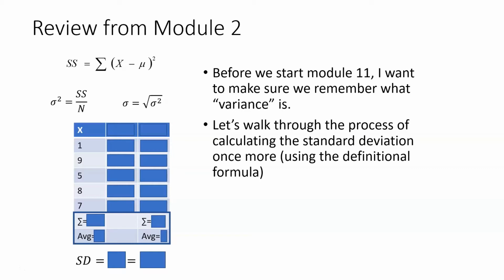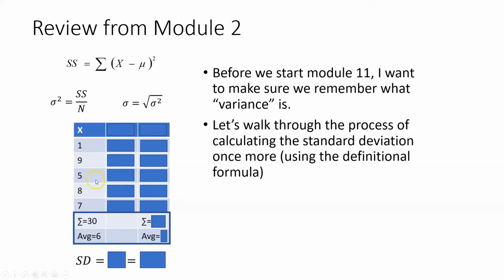So let's walk through the process again of calculating the standard deviation using the definitional formula. You see here the definitional formula is listed as the sum of all of the deviation scores squared. Remember, a deviation score is how far a score is away from the mean. You square each one to get rid of the negatives and sum them up. So if we have this list of scores here, in order to find the mean, we would first sum them up, which would equal 30, and then we would divide by how many there are. That's 5, so the average is 6.